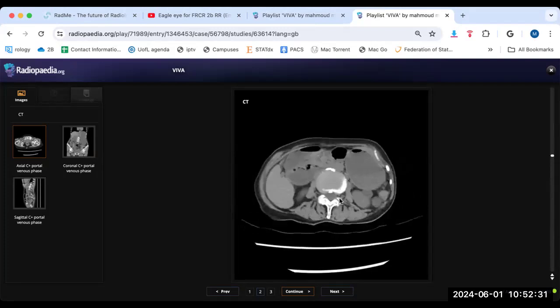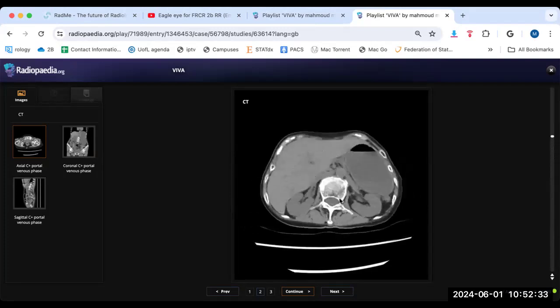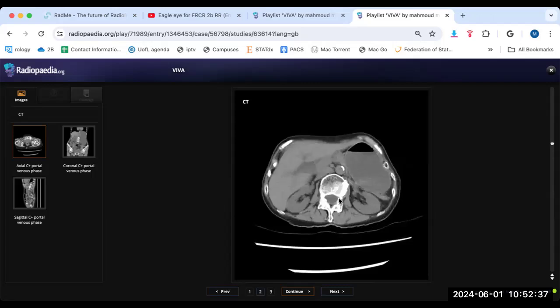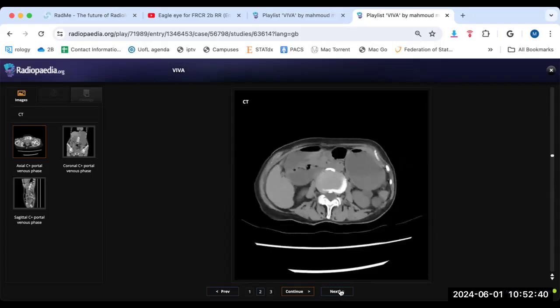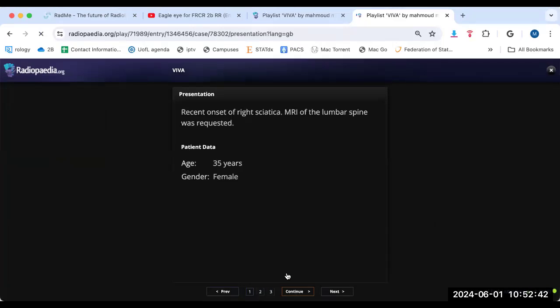In the contrast study, if there is one, I would be looking at the vascular tree. I'd be looking at whether there is portal venous gas and pneumoperitoneum. These are the red flags I'd be looking for in this study.